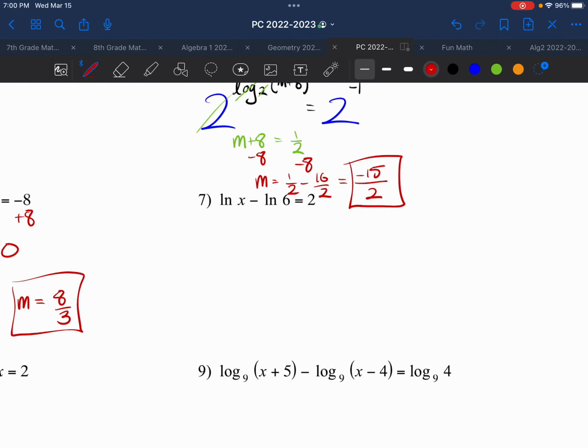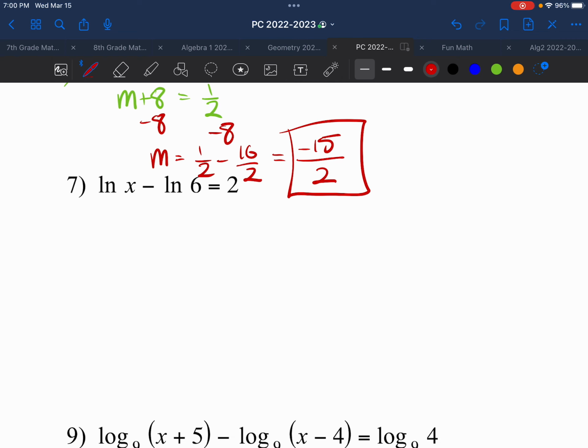All right, number 7. Ooh, I've got some natural logarithms, and I've got two of them on one side. How dare they? Well, I guess, how dare Mr. Sindel? That's me. All right, so I need to get this into one logarithm, and then I can exponentiate to undo it. So the way that we combine the logarithms from our, I don't know, it was like 3 or 4 lessons ago, is whenever we subtract the outsides, we divide the insides.